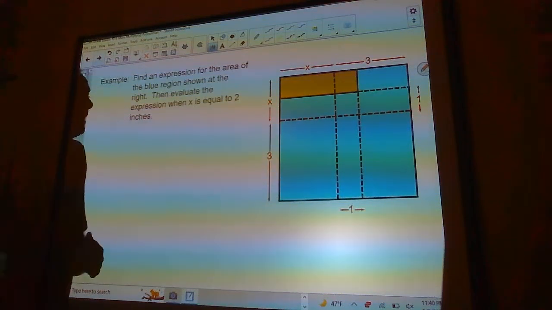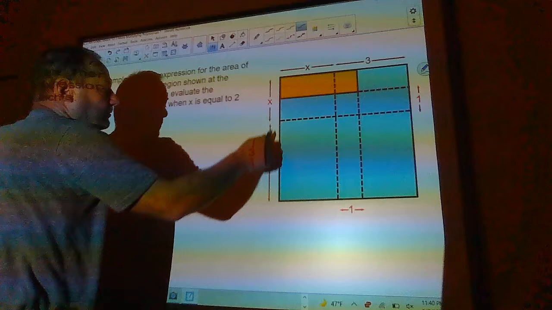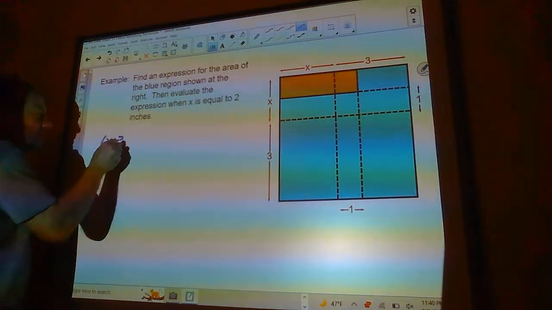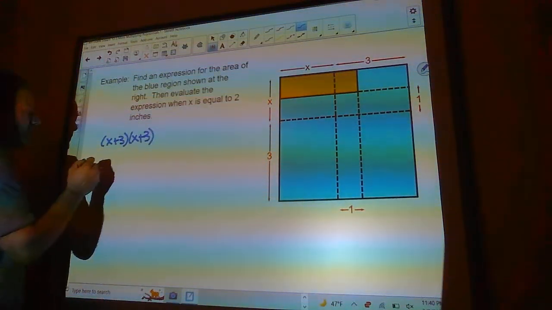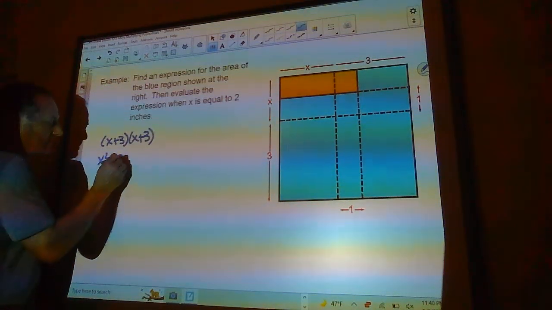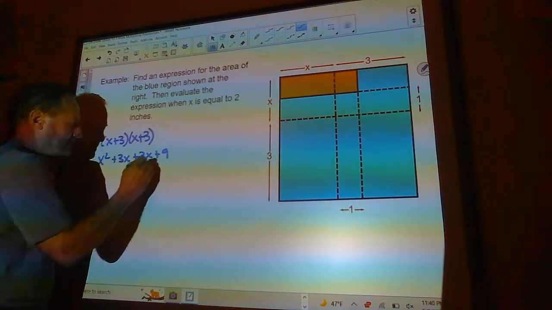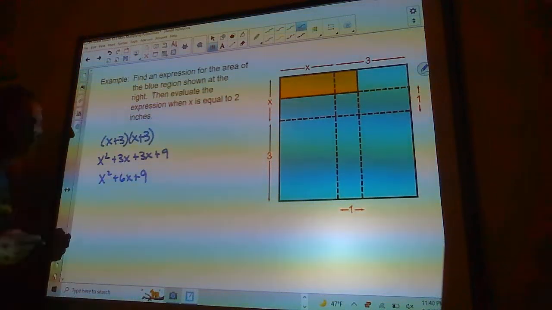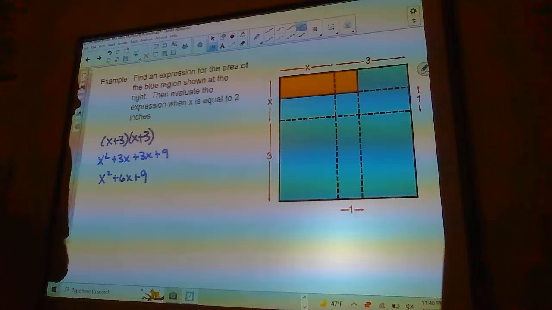Okay. So at first that seems really easy because you can start with the area of the big square. That's going to be x plus 3 times x plus 3. So if I FOIL this, x times x is x squared. Outside is 3x. Inside's another 3x. Last is 9. So that's x squared plus 6x plus 9. Okay. Here's where it starts to get a little tricky.